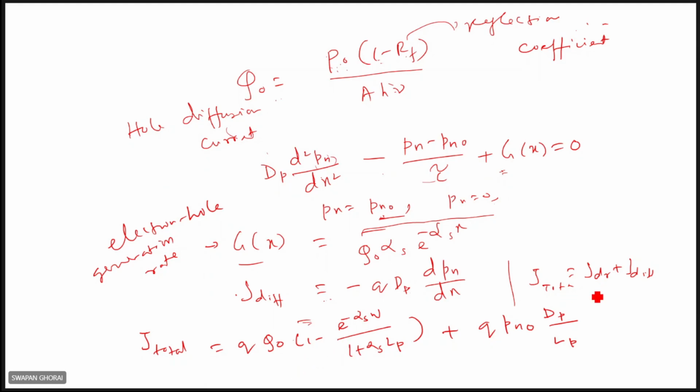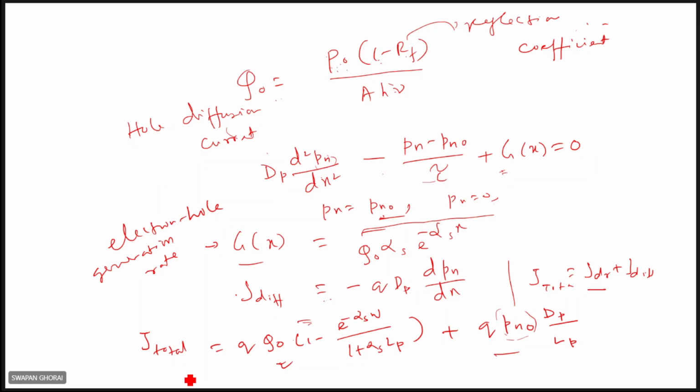Two terms will be there if you substitute the value of drift current and diffusion current, solving for Pn0 and Pn from these equations. You get these two terms, and in these two terms, Pn0 is very small, so you can neglect these terms. So the total current generated will be determined by the incident photon flux. This is the photocurrent in case of the photodetectors.